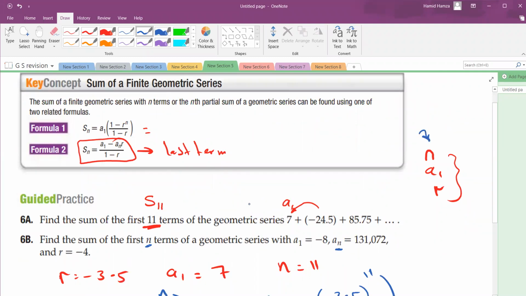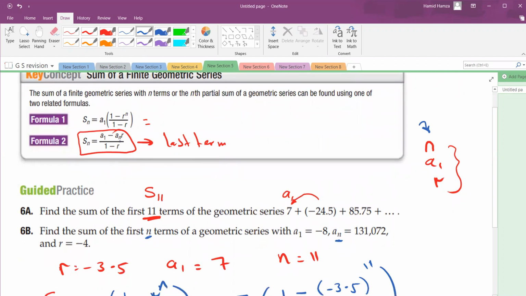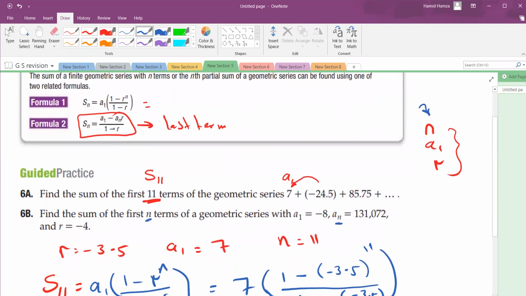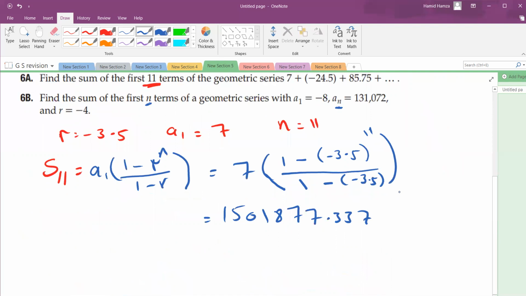So what can we use, guys? We can use the second formula, because the first term is given and the last term is given. In this case, it's better to use the second one. So again, guys, AN refers to the last term. So we'll use the second formula.